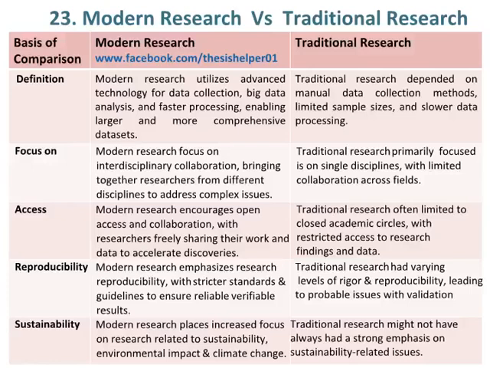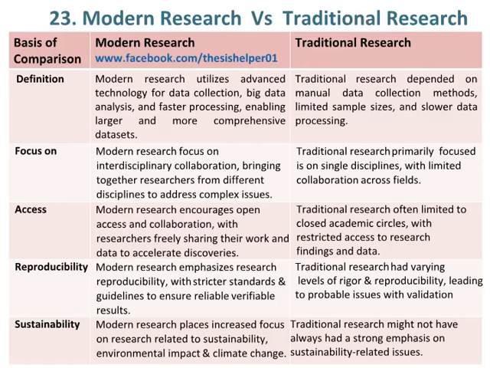Modern research versus traditional research. Modern research utilizes advanced technology for data collection, big data analysis, and faster processing, enabling larger and more comprehensive datasets. Whereas traditional research depended on manual data collection methods, limited sample sizes, and slower data processing. Modern research focuses on interdisciplinary collaboration, bringing together researchers from different disciplines to address complex issues. Whereas traditional research primarily focused on single disciplines, with limited collaboration across fields.